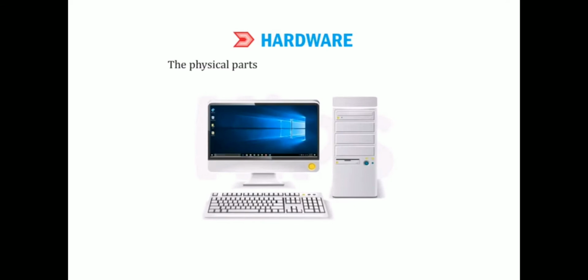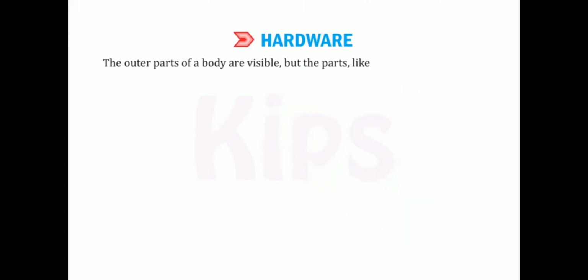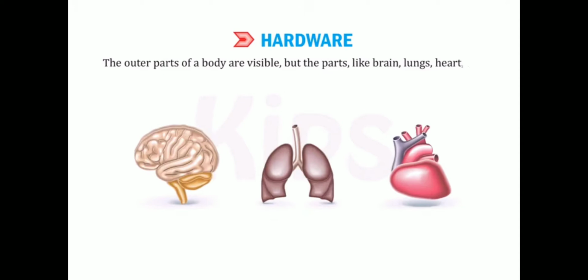Let us first talk about the hardware. The physical parts of a computer that you can touch and feel are called hardware. A human body consists of different parts. The outer parts of a body are visible, but the parts like brain, lungs, heart, etc., which are inside, cannot be seen.